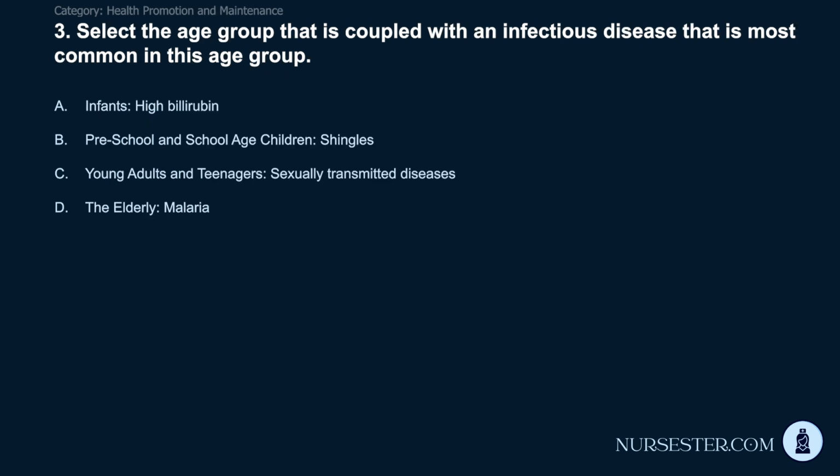3. Select the age group that is coupled with an infectious disease that is most common in this age group. A. Infants, high bilirubin. B. Preschool and school-age children, shingles. C. Young adults and teenagers, sexually transmitted diseases. D. The elderly, malaria. Correct answer, C. Young adults and teenagers, sexually transmitted diseases.